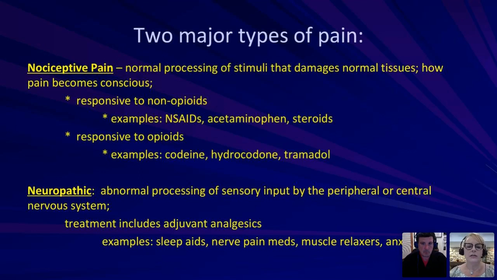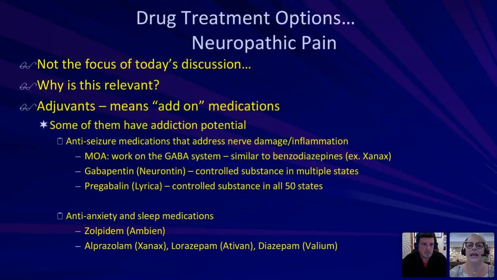Let's see. Drug treatment options: just to outline real quickly what we're going to go through today, we're going to hit the opioids and some of the non-opioids most specifically, but these add-on medications for a neuropathic pain patient are important to mention because it's a long list of medications for most patients, and also because some of these medications do have addiction potential. So you could have a patient who comes in who might be taking medications for chronic pain, and they're saying, I have this acute problem from an ocular perspective that's causing lots of pain for me.